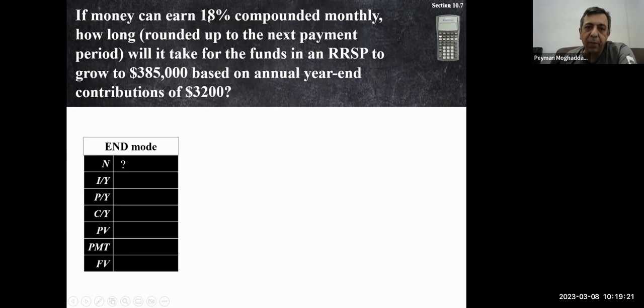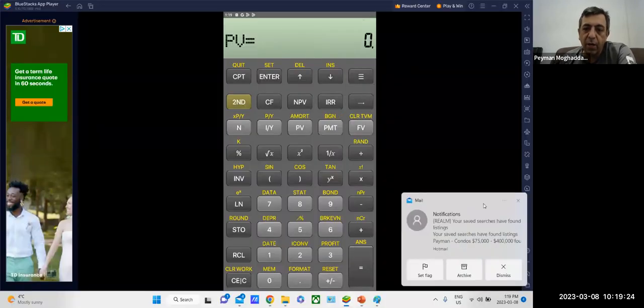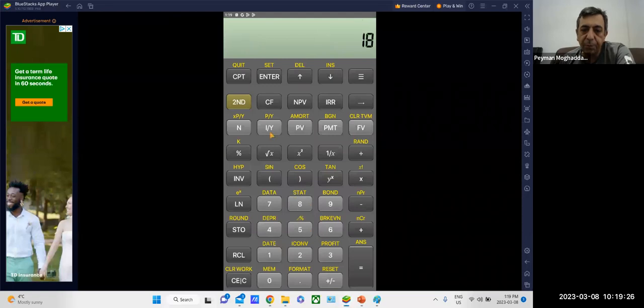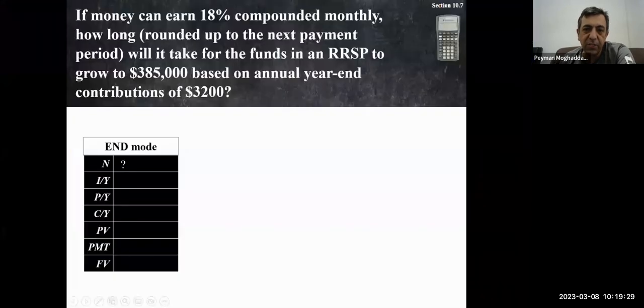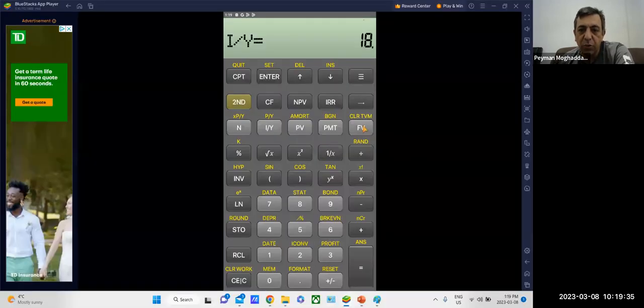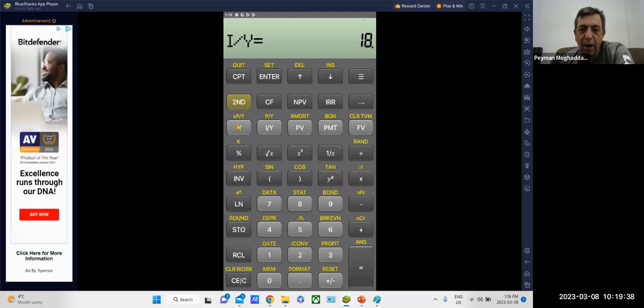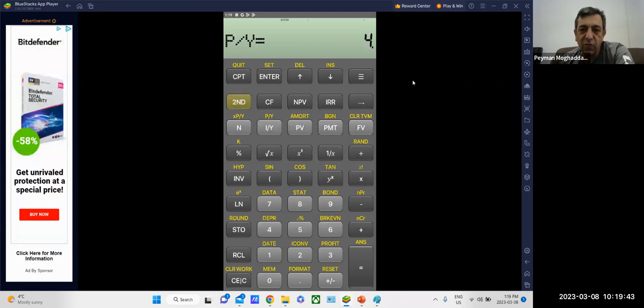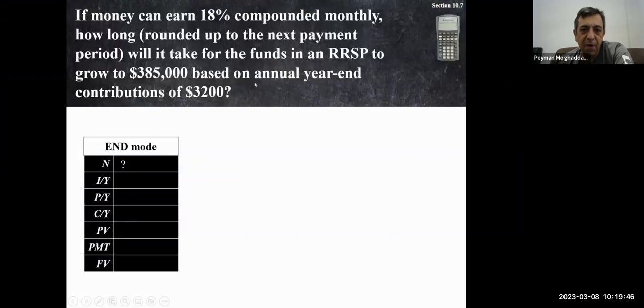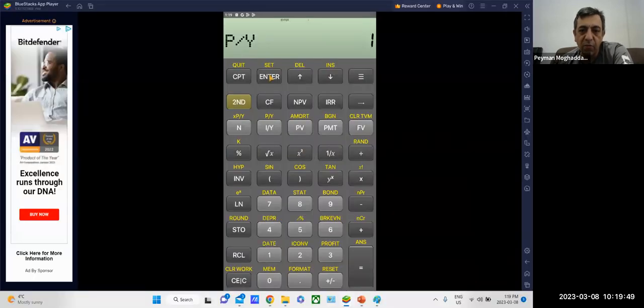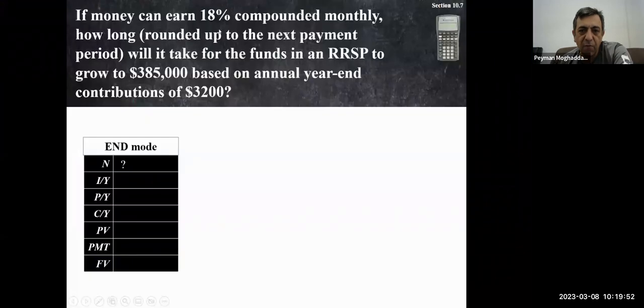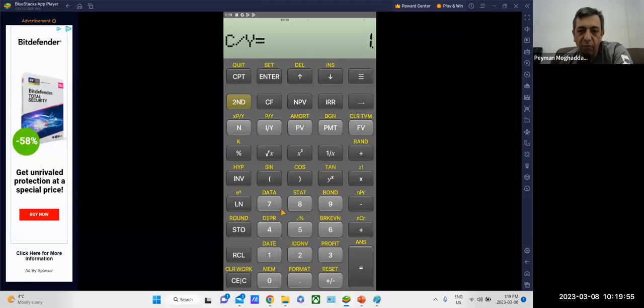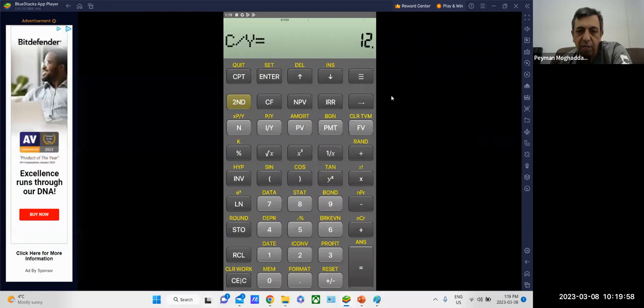Now 18% is your interest rate, and you want to know n. You don't know n, so the only things you need to set are P/Y and C/Y. What's P/Y? Payments per year. How many payments per year do you have? Only one payment per year, so it's going to be 1. The compounding frequency for this interest rate is 12, compounded monthly. And now you quit. Okay, so everything is set.